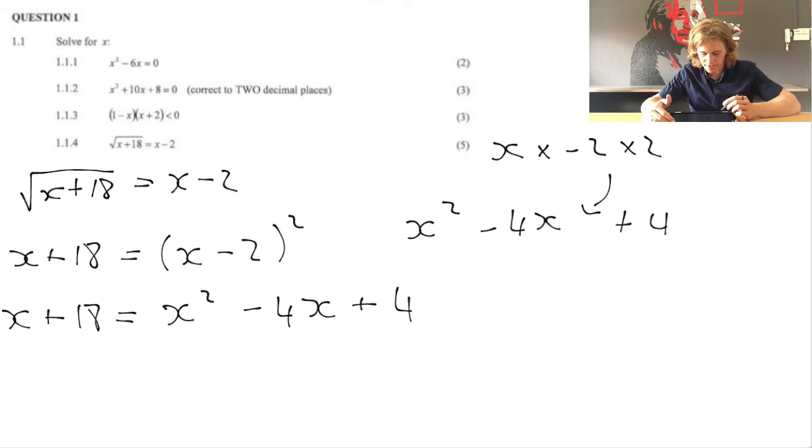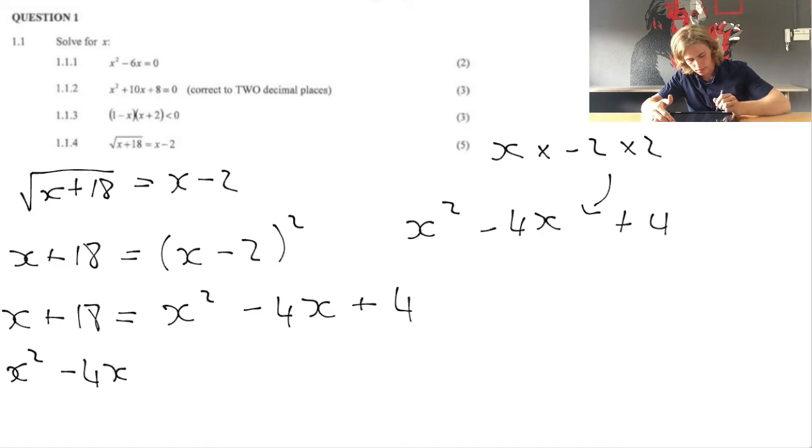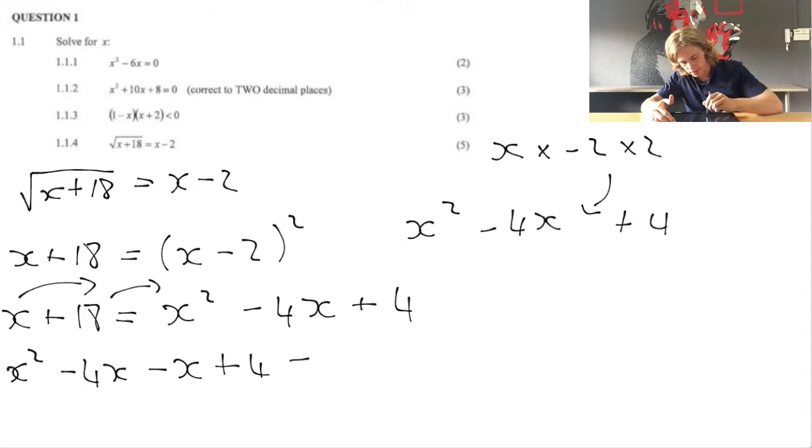And now we're going to put into standard form. We want all the x's and everything on the left hand side. So I'm just going to write this out like this: x squared minus 4x minus x, because we brought it over the equal sign, so change the sign. We're going to have a plus 4, and we're going to take the 18 over as well to make it negative 18. And that is going to equal 0.